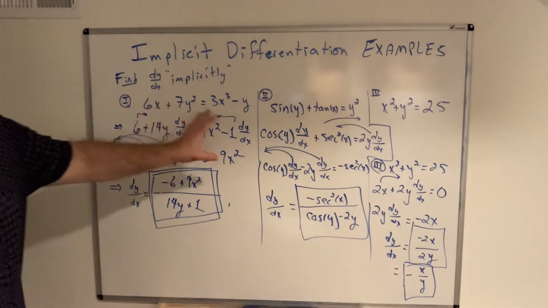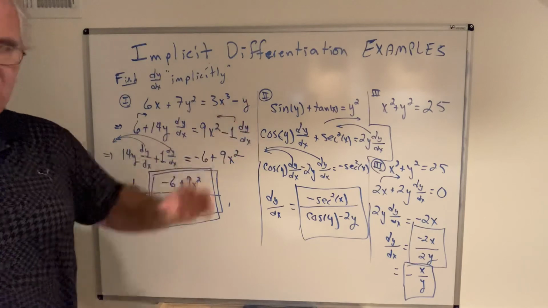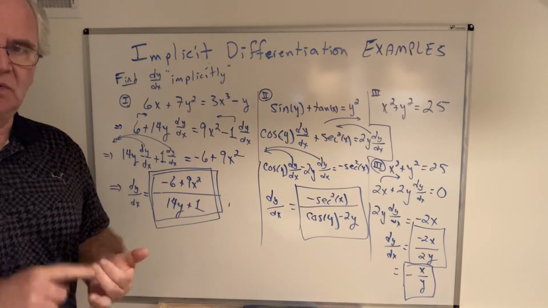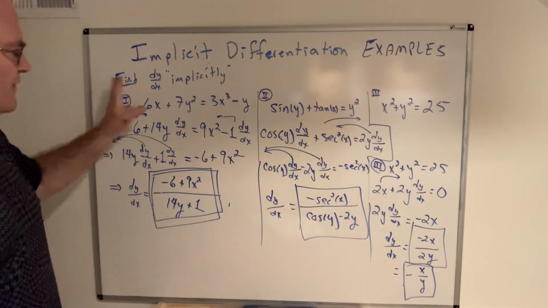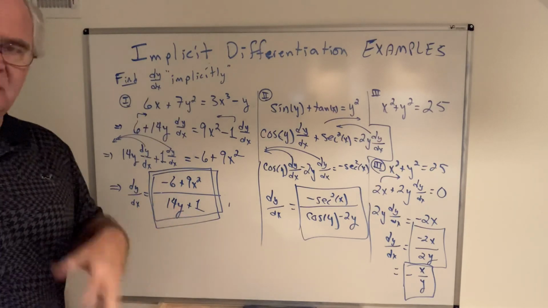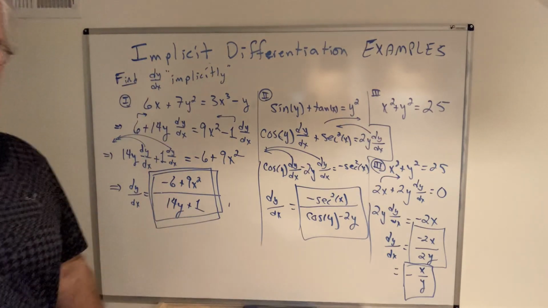So implicit differentiation. So far, all we've done is dy dx. And we'll be able to do some other variables here soon in the next examples. So this is the basic work. None of this involves product rule, quotient rule, or chain rule. And all of this involves dy dx. So we'll see some more variations on the theme in the next video.